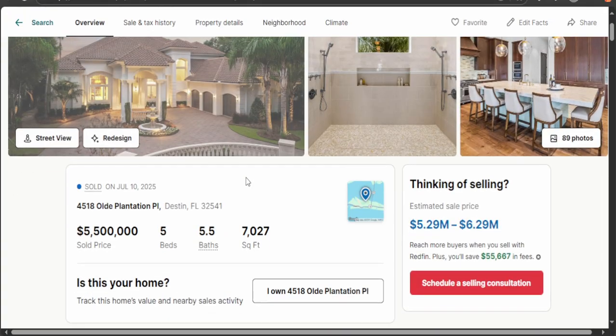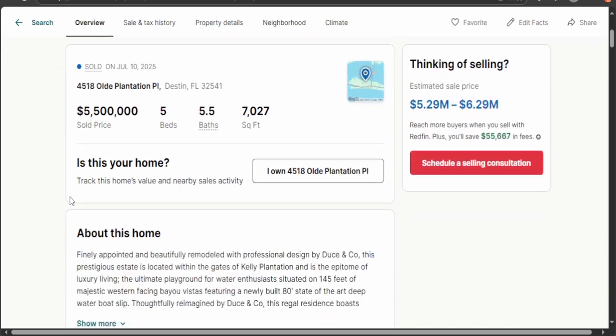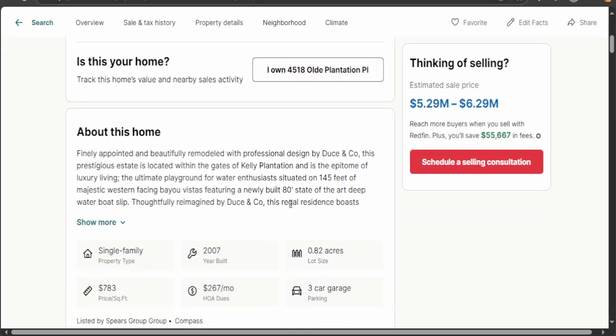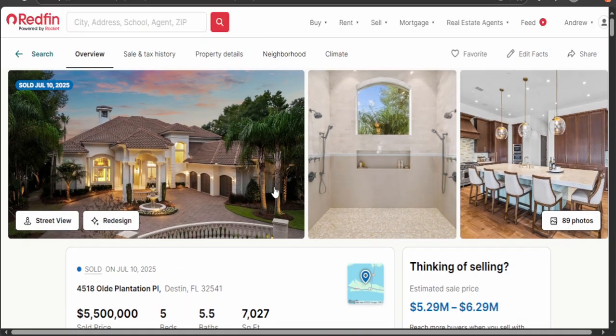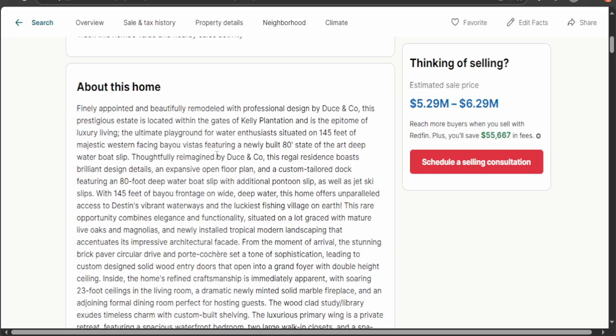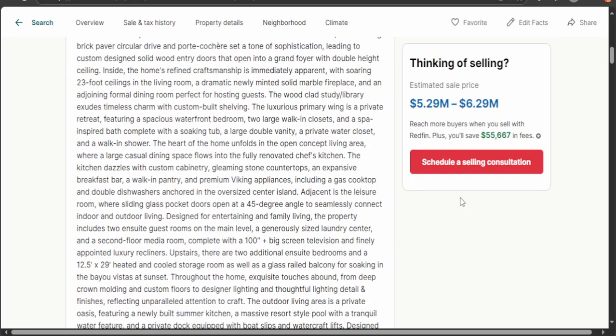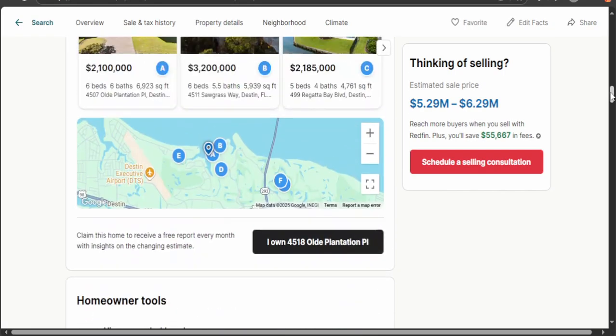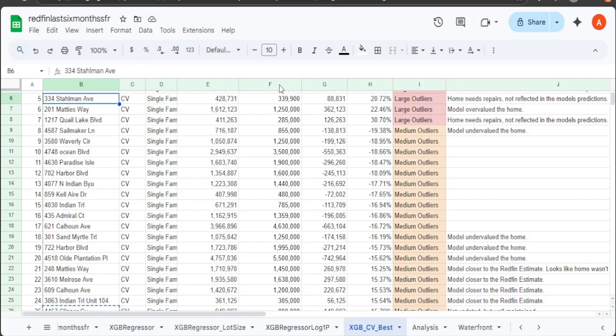Looks extremely nice. 7,000 square feet, 5 beds, 5.5 baths, beautifully remodeled, built in 2007. 80-foot state-of-the-art deep water boat slip. So must be on the bay, must be on the north side. Bayou, let's see, bayou frontage. So yeah, it's on the north side, the bay, you got I guess the bayou right here. So very nice house. It's like another one, 4507 Old Plantation.